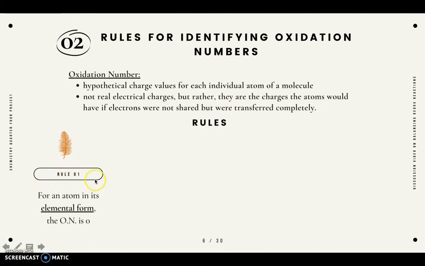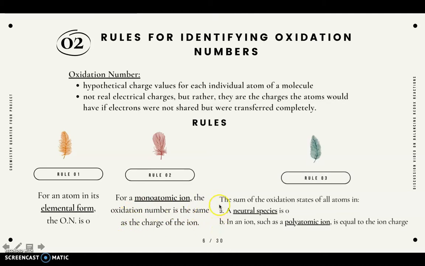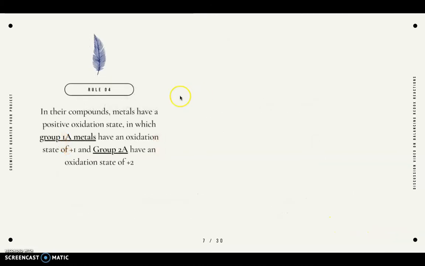Rule number 1. For an atom in its elemental form, the oxidation number is 0. Rule number 2. For a monoatomic ion, the oxidation number is the same as the charge of the ion. Rule number 3. The sum of the oxidation states of all atoms in a neutral species is 0, whereas in an ion, such as a polyatomic ion, the sum of the oxidation states of all atoms is equal to the ion charge.